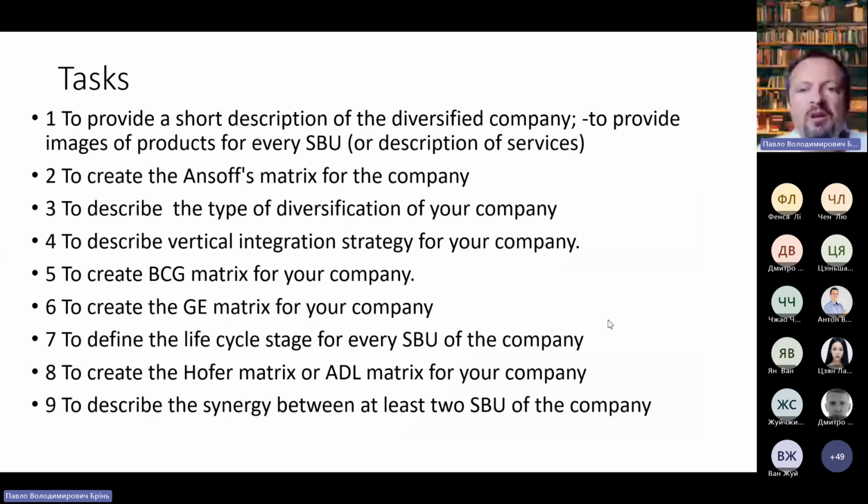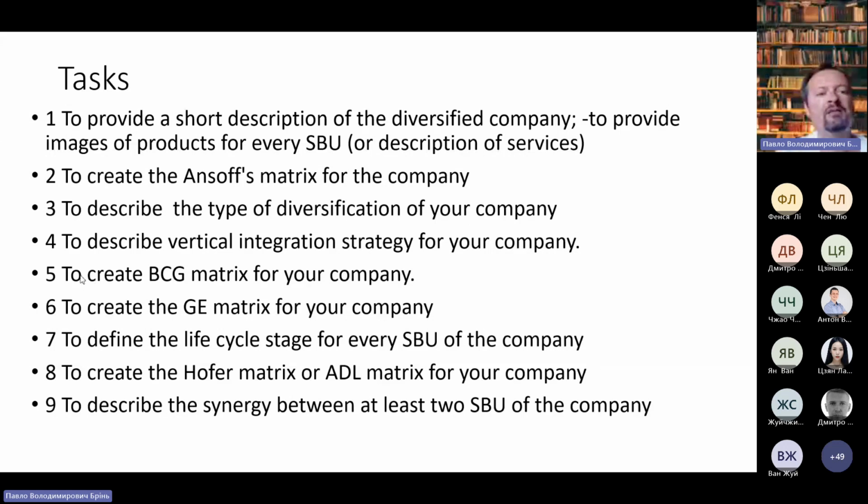So, your first task is to provide a short description of a diversified company, and also you have to provide some images of products. Then you have to create the Ansoff's matrix for the company, then you have to prepare the description of the diversification of the company, then you have to prepare the vertical integration strategy for the company. This is everything connected with diversification, the first part.